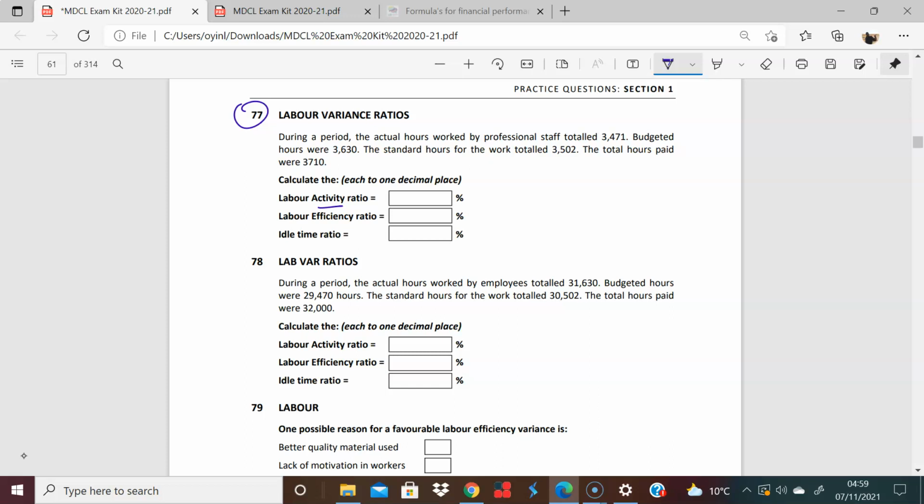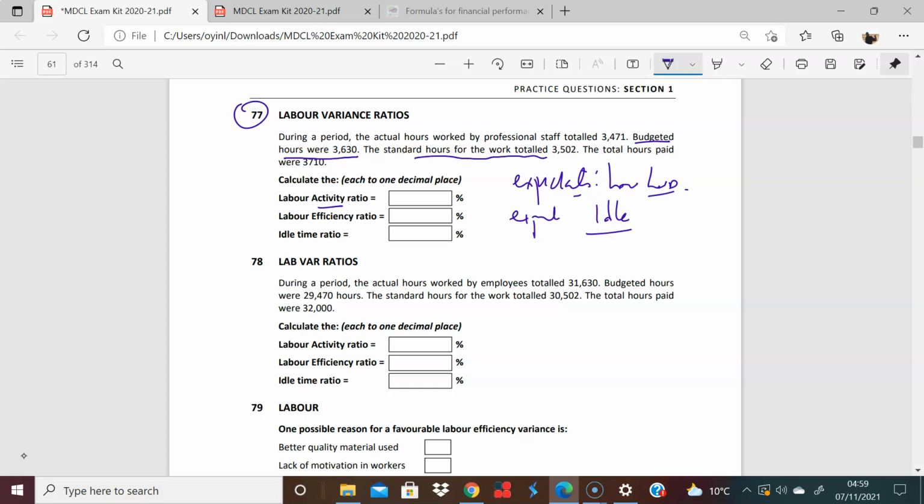We have an expectation of how hard our people should work, don't we? But the point here is that when you plan these things, you also expect that there will be some idle time. You expect that they also need to take a break.